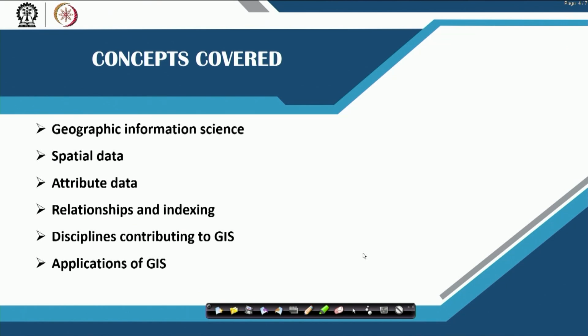Then we would look at what you mean by spatial data. People use the term spatial data. What do you mean by spatial data? How is it spatial? When you add certain things, it becomes spatial data. So, we look at what is spatial data.